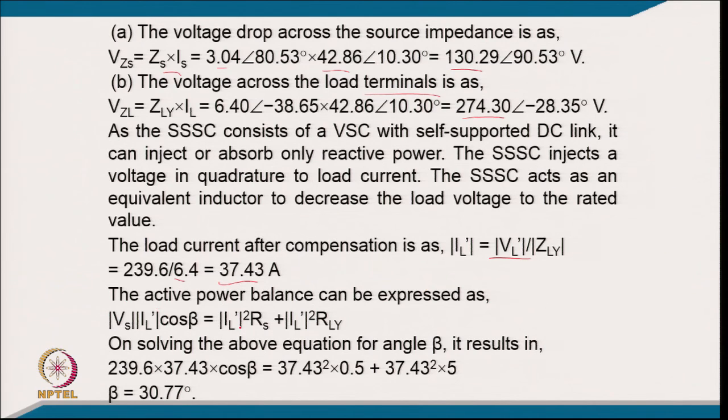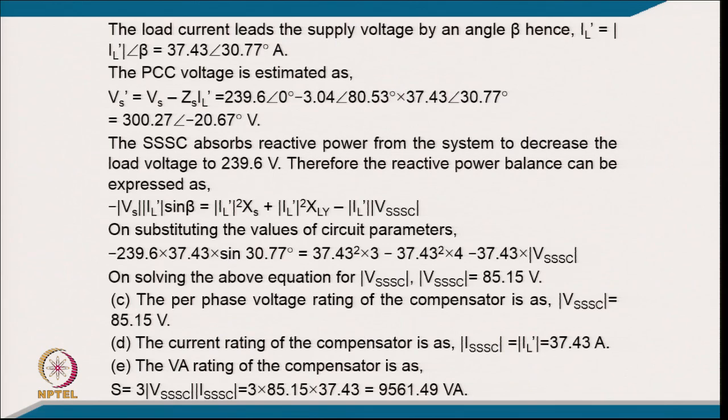and from active power balance we can say the active power at the point of common coupling, equal to that at the source, equals the power consumed by the source impedance and the power consumed by the load. Solving this we get the angle beta as 30.77 degree, and the current will be 37.43 ampere at the angle of 30.77, and the PCC voltage we can calculate from here. It comes like typically 300.27.